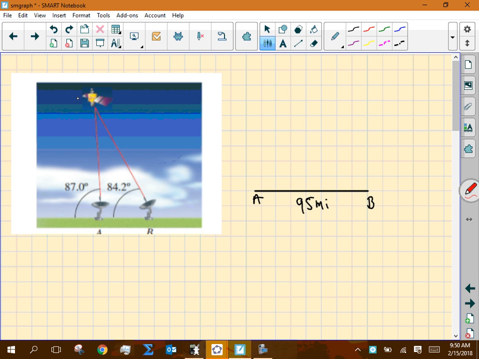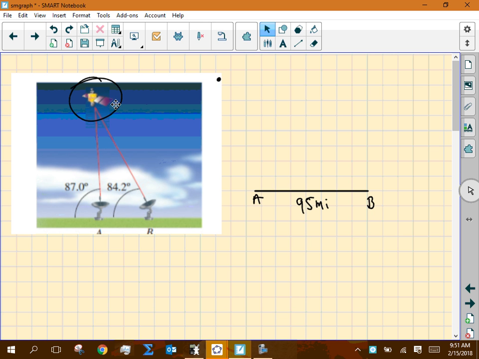They say the satellite is on one side of both stations, meaning that the satellite either has to be there or over here. It cannot be here, right? Because that's not on one side of both. It's on the right-hand side of A, and it's on the left-hand side of B. Here, it's on the left-hand side of A and the left side of B, right?